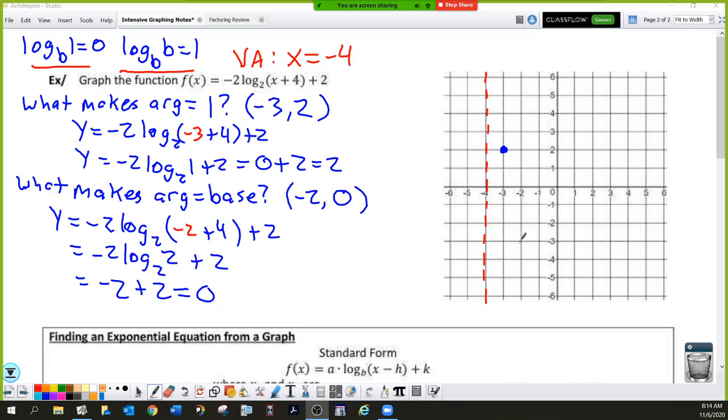The second coordinate is (-2, 0), which is right here. And that gives you enough knowledge to know what this thing looks like. Doing this-ish, like that. Ta-da! So graphing logs also should not be that bad. And remember, I showed a lot of work. I don't expect you on your homework to write what makes the argument equal 1. I really just expect you to do a lot of this math in your head. Okay?